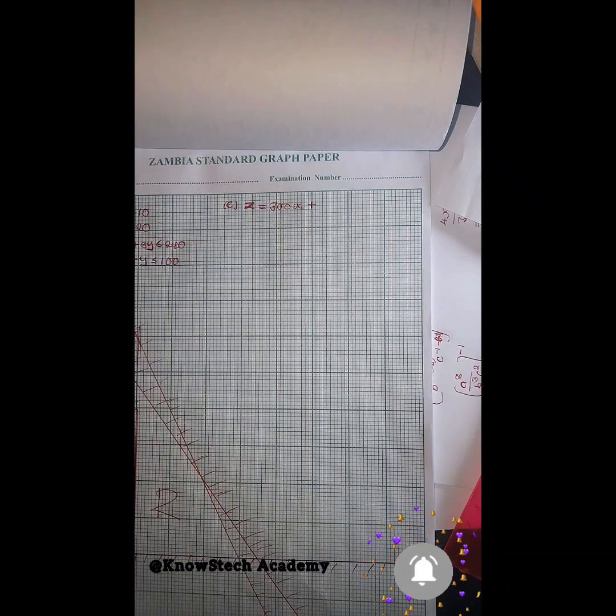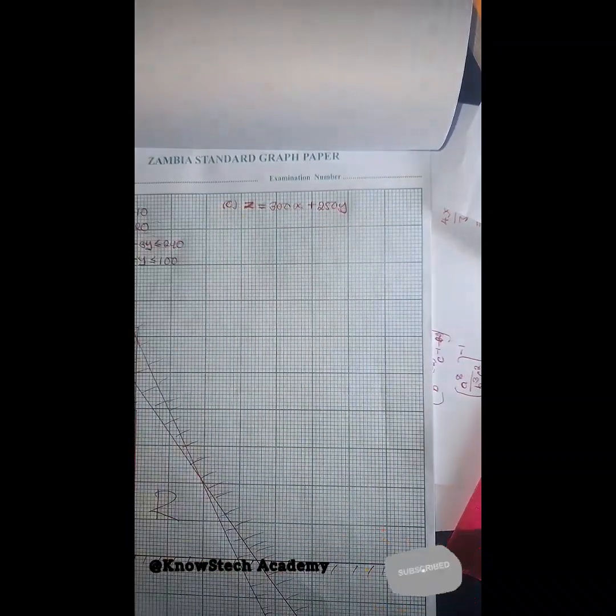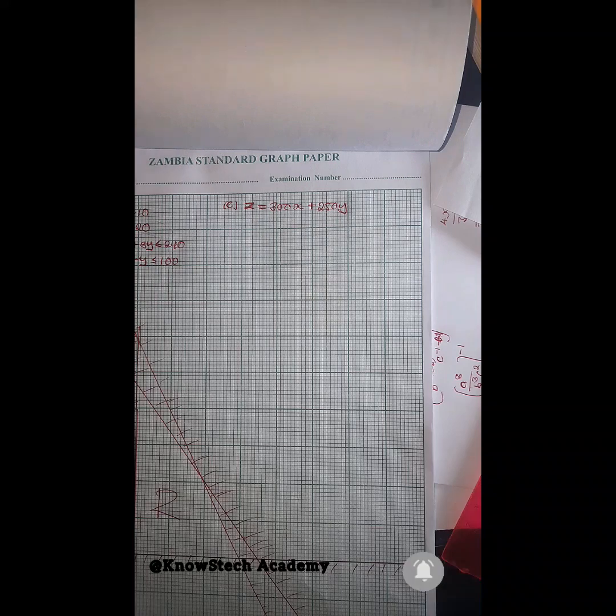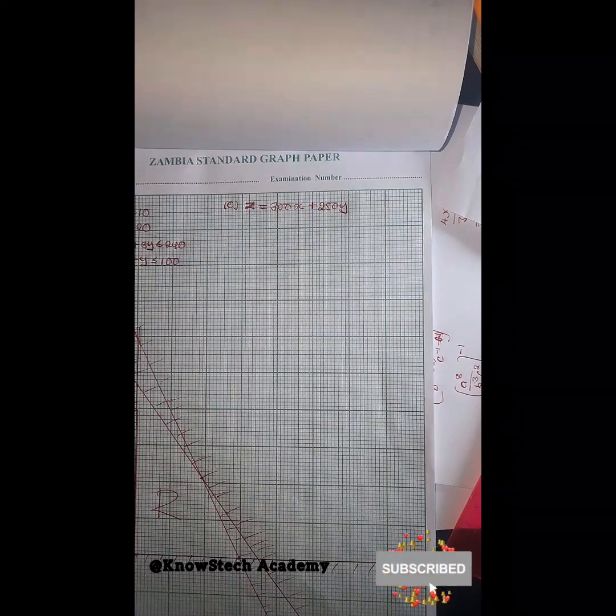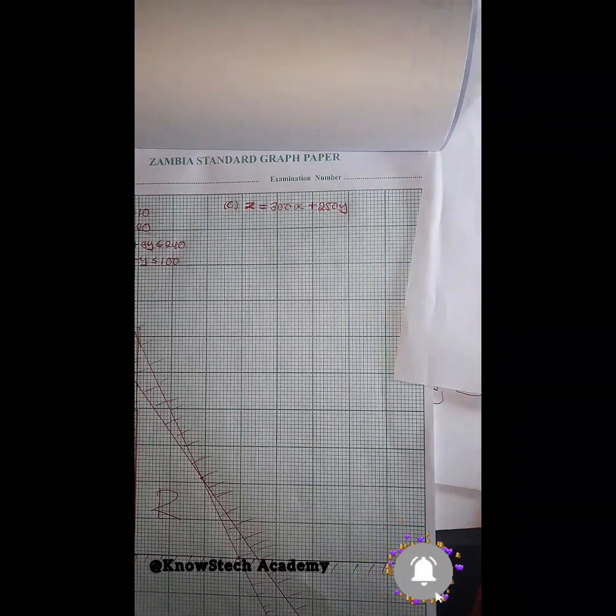So we're going to test these coordinates. The wanted region, we have this coordinate here, here, here, and here. So we have 4 coordinates. Let's test them and see which one will yield the maximum profit.